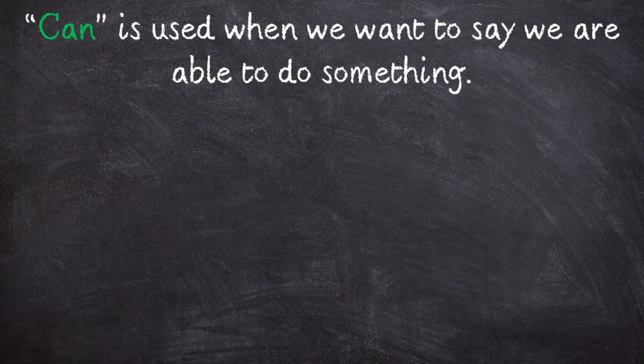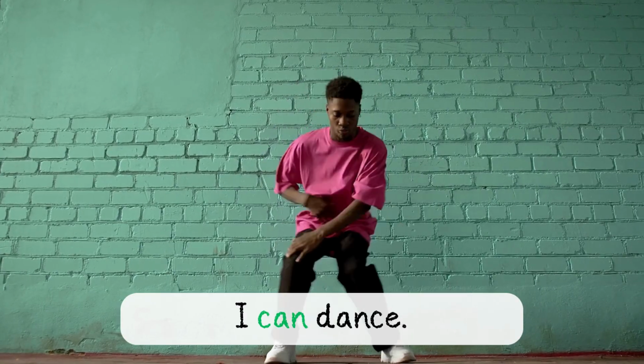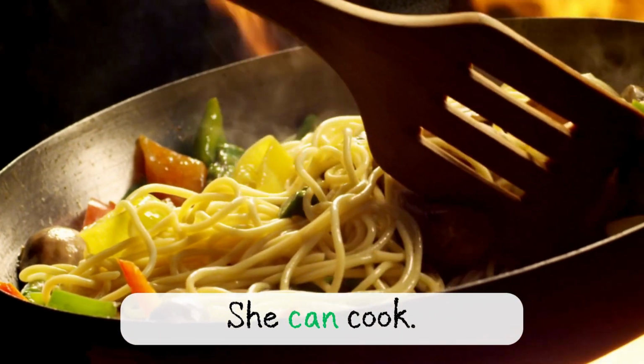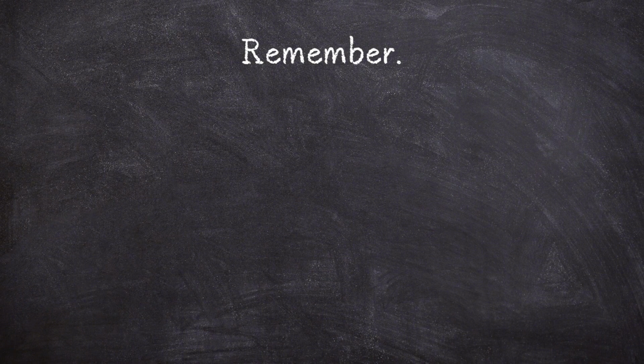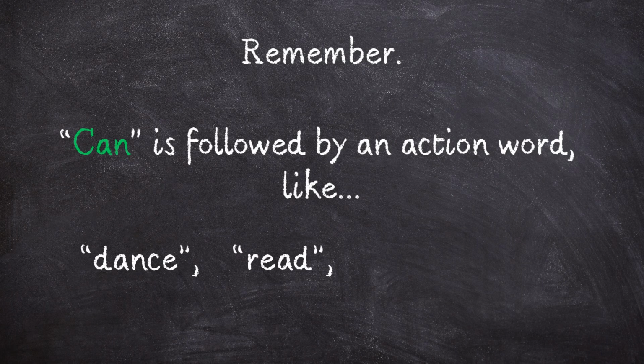What is can? Can is used when we want to say we are able to do something. Can, ability and possibility. I can dance. You can read books. She can cook. Remember, can is followed by an action word like dance, read, or cook.